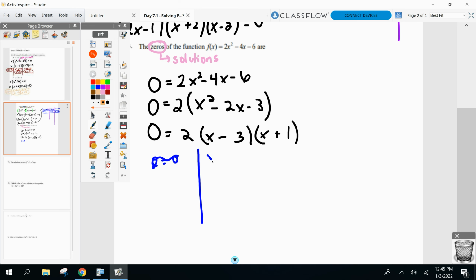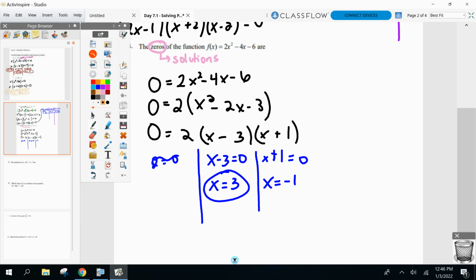So where are my 2 answers going to come from? X minus 3 equals 0. X plus 1 equals 0. So you get x equals 3. Check it. X equals negative 1. Go ahead and check it. And the good thing about checking, if you did think 2 was going to be an answer and you checked it, I don't think it would have been equal to 0.